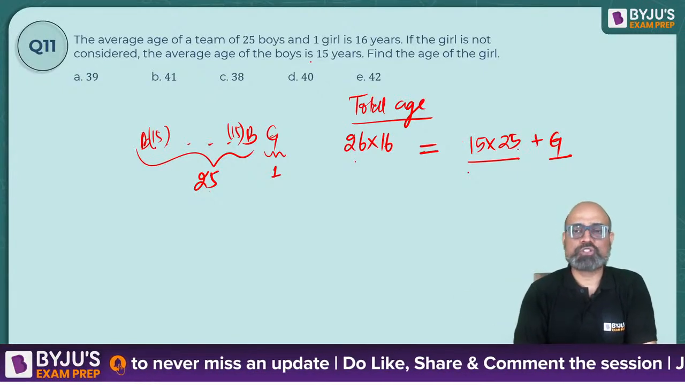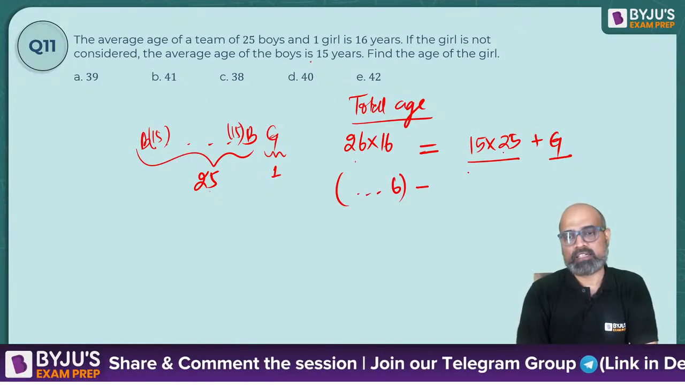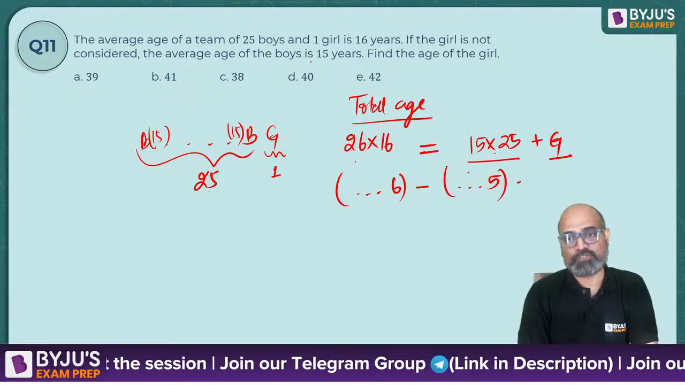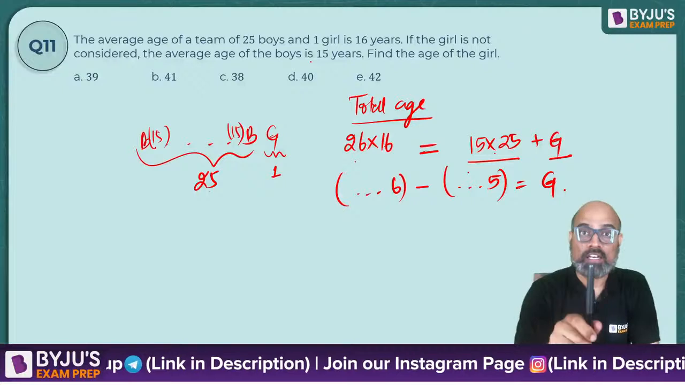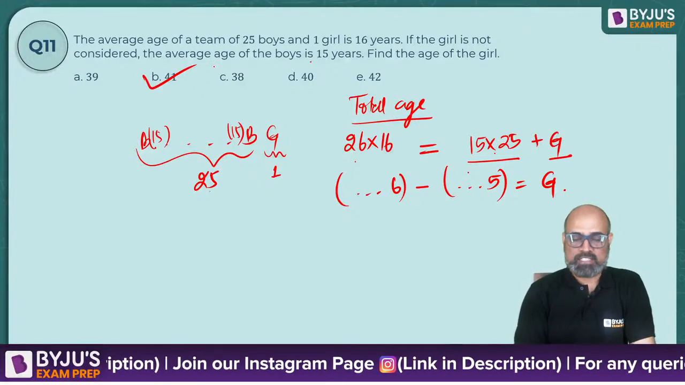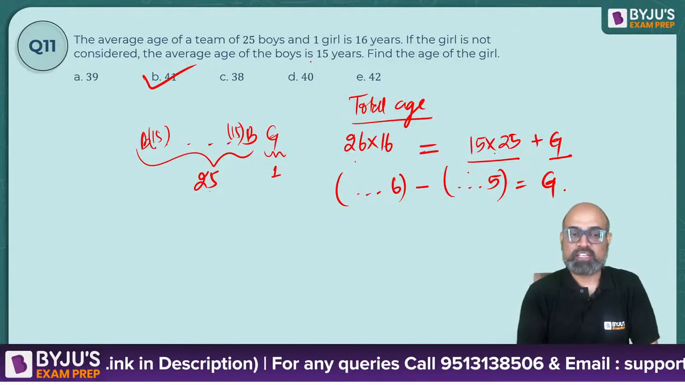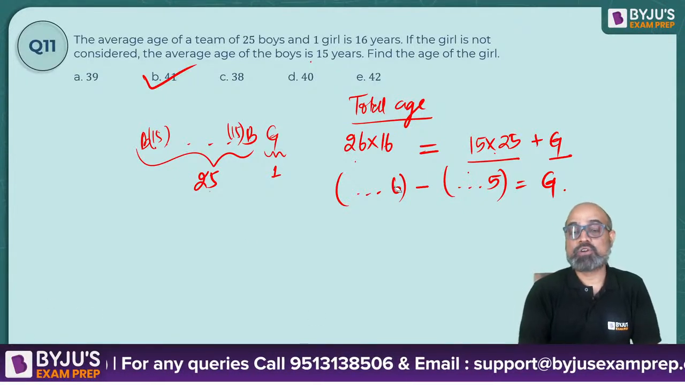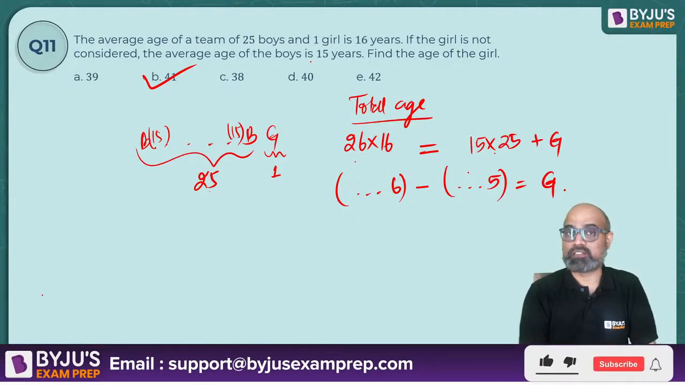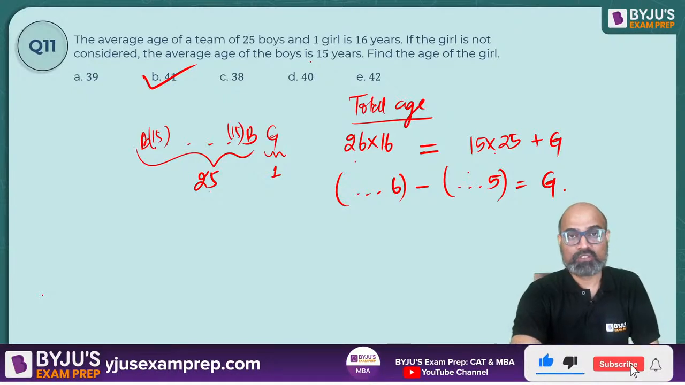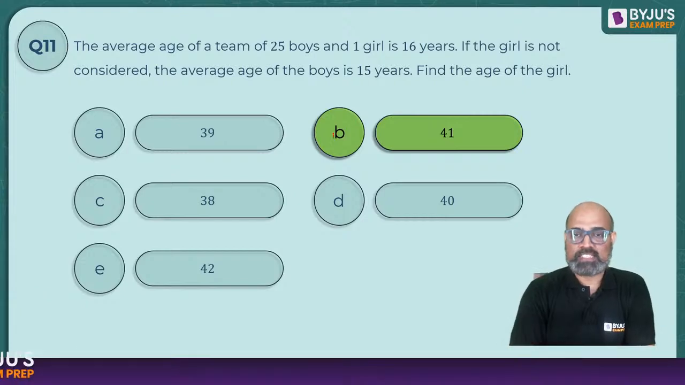And for that also, you don't have to actually solve it. This is a number that ends in 6 minus this is a number that ends in 5 will give you a value for G. As in G should be a number that should end in 1. Get lazy. Don't solve. 26 into 16 kitna hota hai? 15 into 25 kitna hota hai? That's the reason you guys are going slow. You guys know the method. The calculation is stopping you. Use smart method, common sense. Okay, so 41 is the answer.